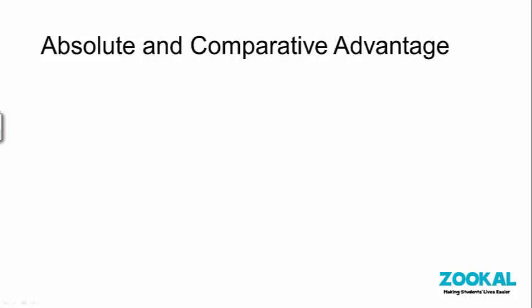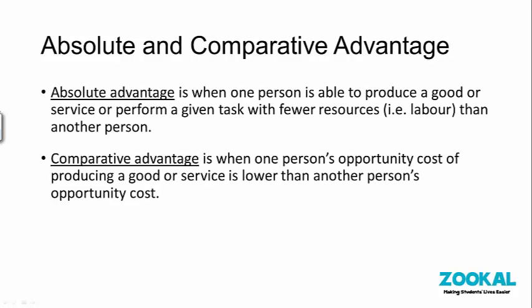Now, moving on to the topic of absolute and comparative advantage. Now, these definitions actually have completely different meanings, although they're both referred to as advantages. So let's take a look. Absolute advantage refers to when one person is able to produce a good or service or perform a given task with fewer resources than another person.